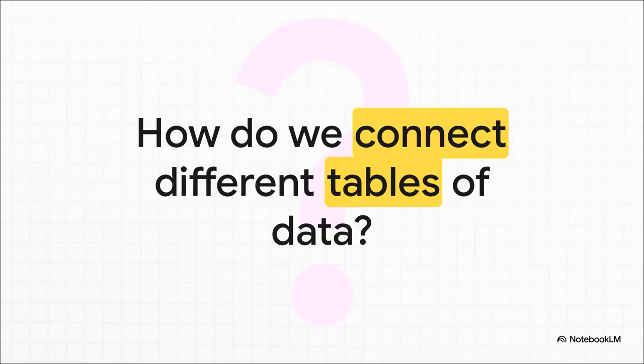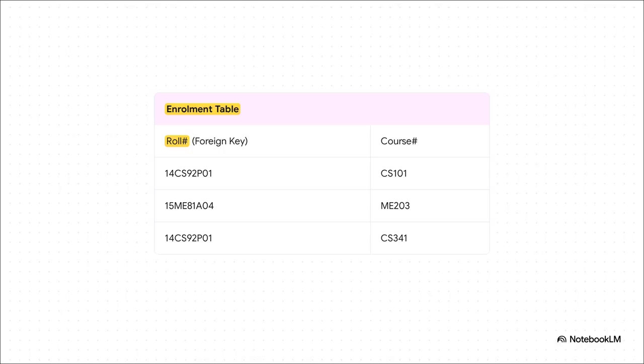Okay, so we figured out how to uniquely identify every student in one table. That's great. But a real university is way more complex, right? They've got tables for courses, for enrollment, for grades. So how do we link all this related information together cleanly? And this is where the foreign key steps in. A foreign key is basically a column in one table that points back to the primary key in another table.